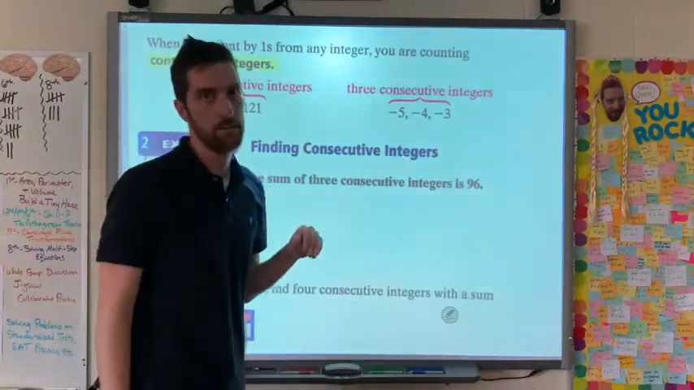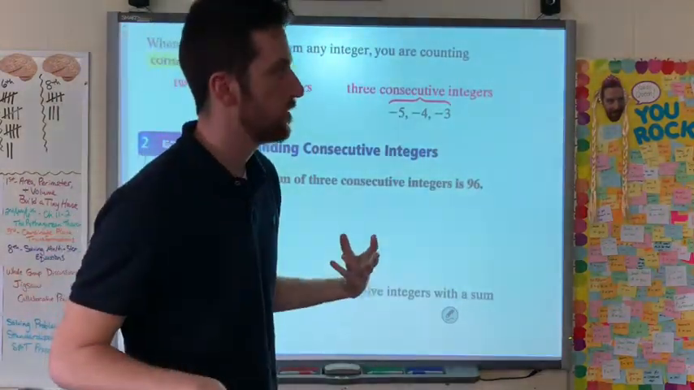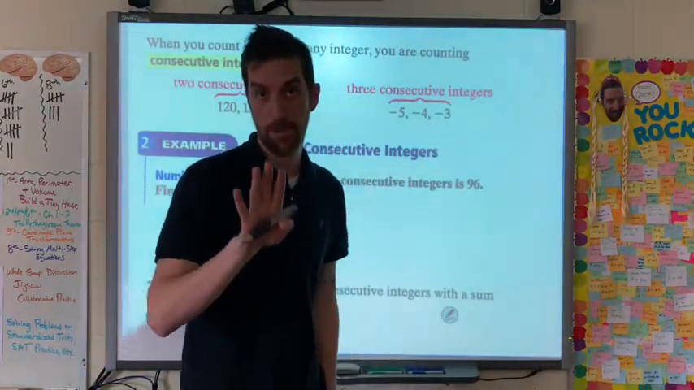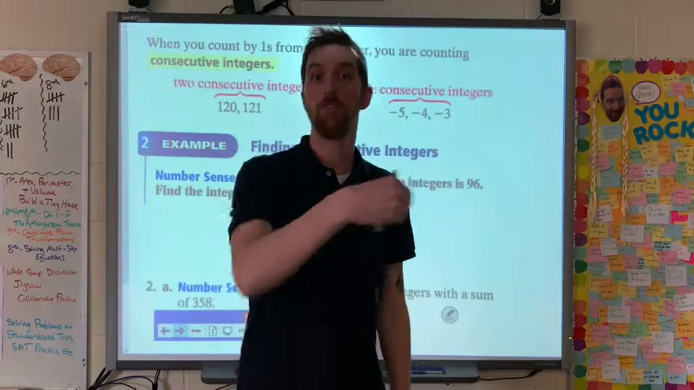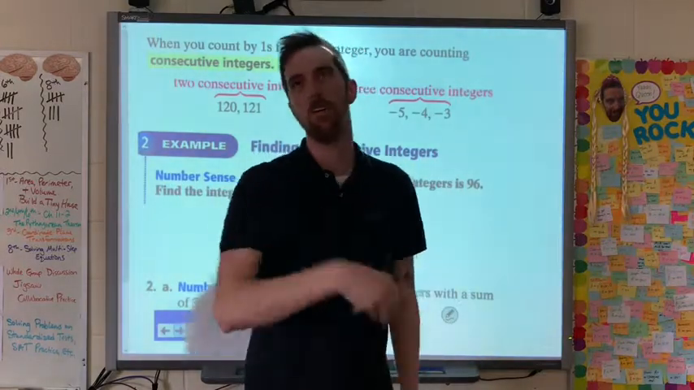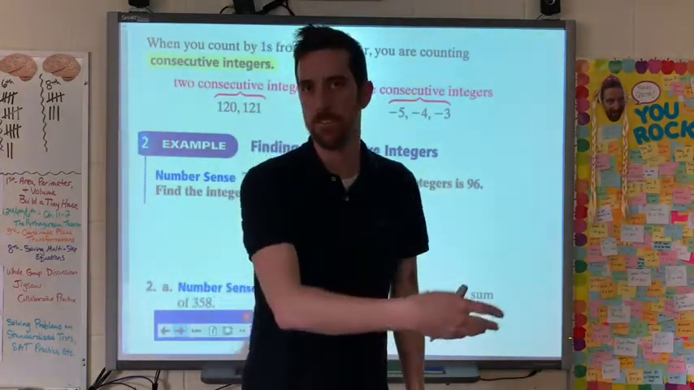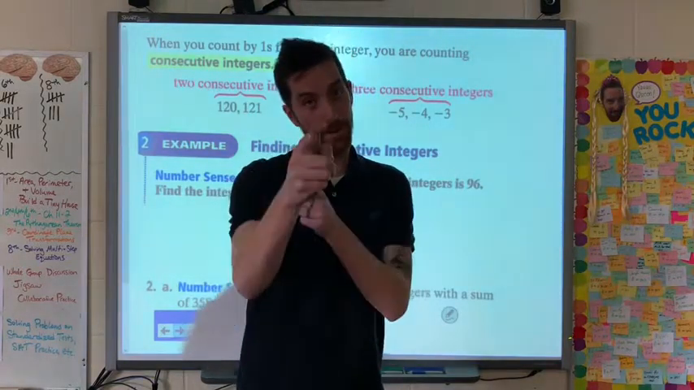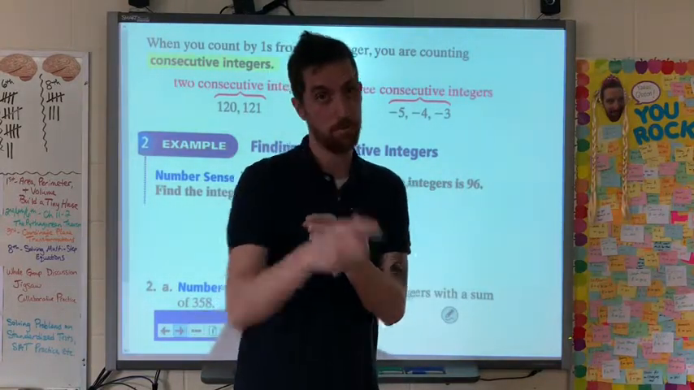Oh my goodness, consecutive integers. These are numbers that are just in a row. Numbers in a row, like 8, 9, 10, or 13, 14, 15. So there's a fancy way that you can set up these equations, but I'm going to show you the redneck way, the Mr. Plant way.